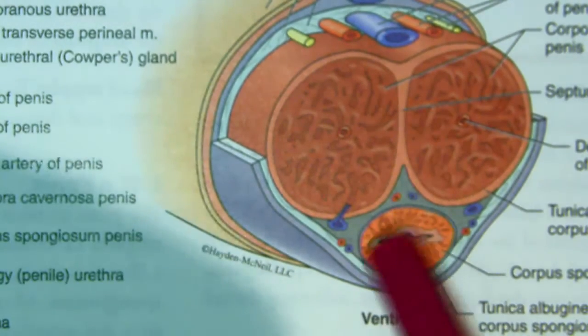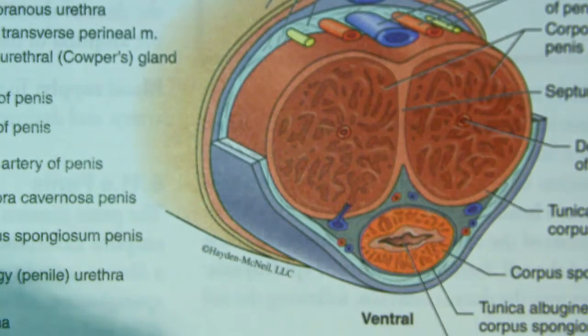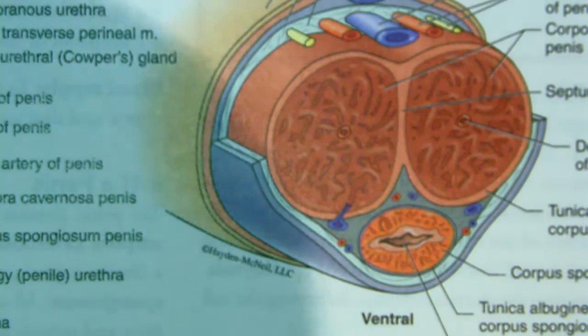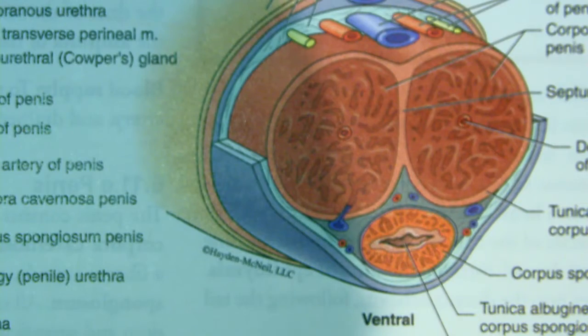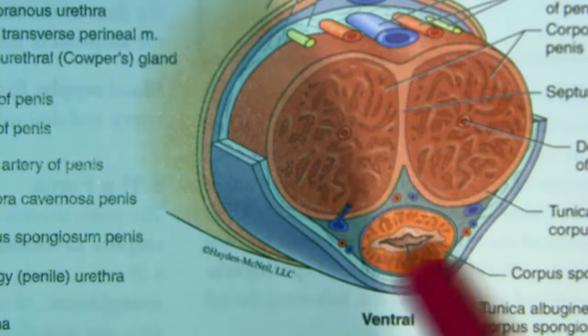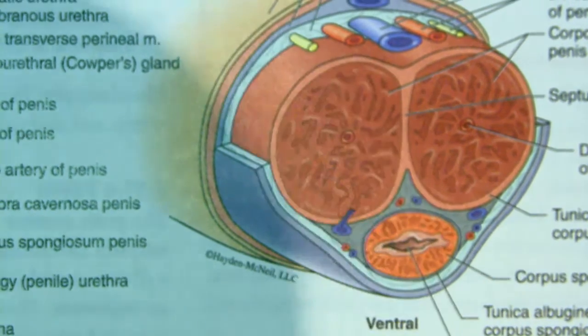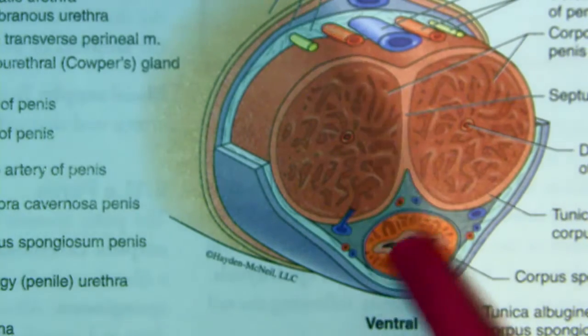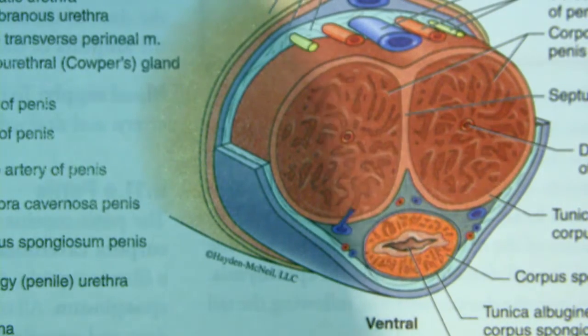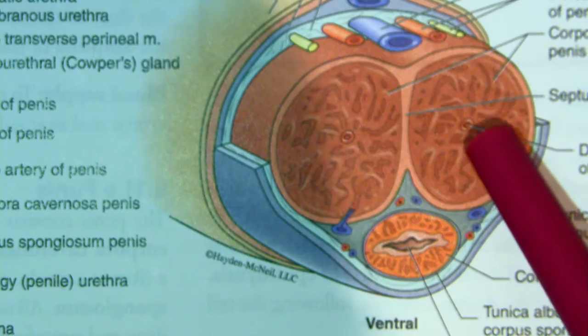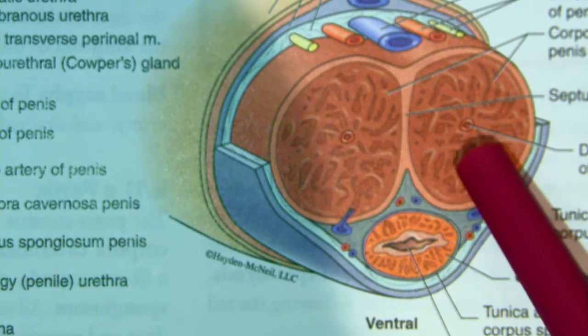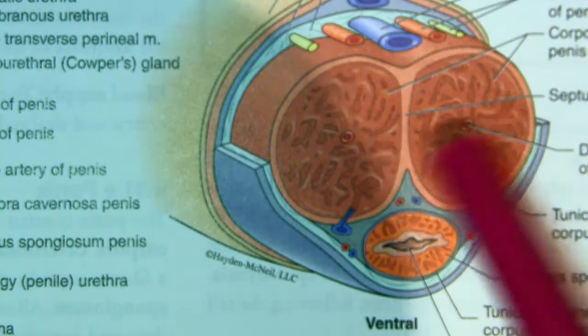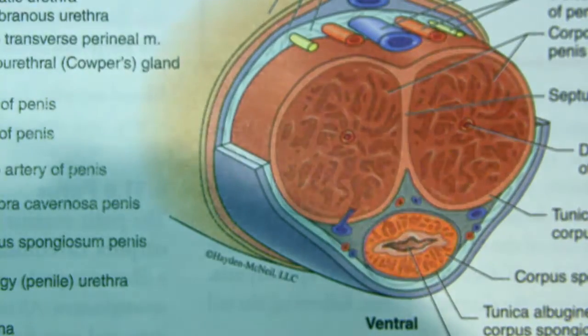What's this structure down here? Urethra, specifically what portion? Yeah, good. Spongy urethra. So this muscular structure is called the corpus spongiosum. Be able to identify this is the penile urethra. And here is the deep artery of the penis. So they would be the eyes of the monkey.